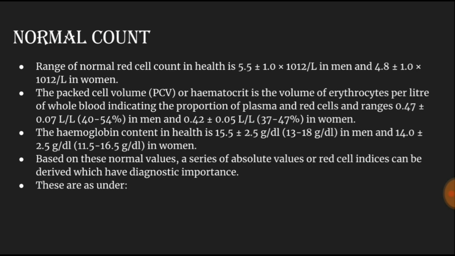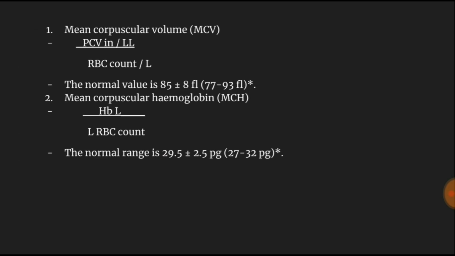Based on these normal values, you can determine whether the patient is suffering any problems or any diseases like anemia, or there is a cancer, or there is a problem with the bone marrow. So these are the normal values that determine the abnormality in the patient's blood system.